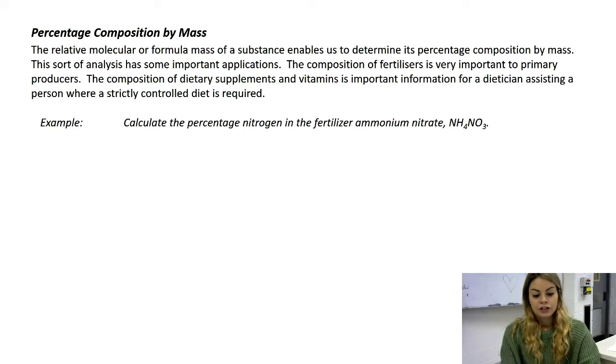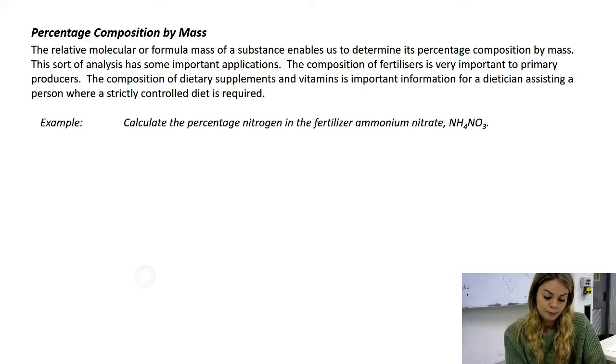So we're looking at percentage composition by mass to start with. So far we've talked about the relative molecular mass and the relative atomic mass, etc. So basically we can use that information to find the percentage of an element in a substance by mass. So that's what we're doing. I'm just going to go straight into it for this one. Calculate the percentage of nitrogen in the fertilizer ammonium nitrate. What percentage of ammonium nitrate by mass is made up of nitrogen?